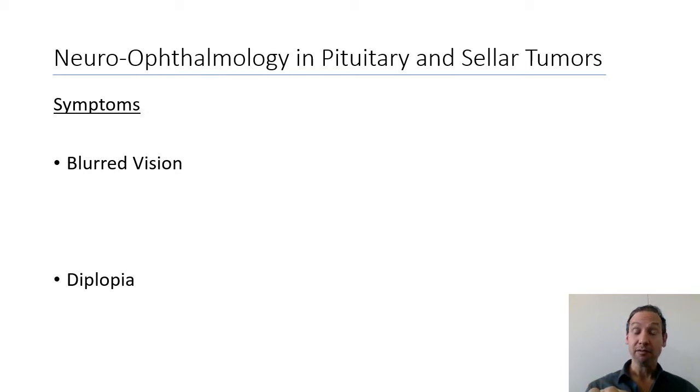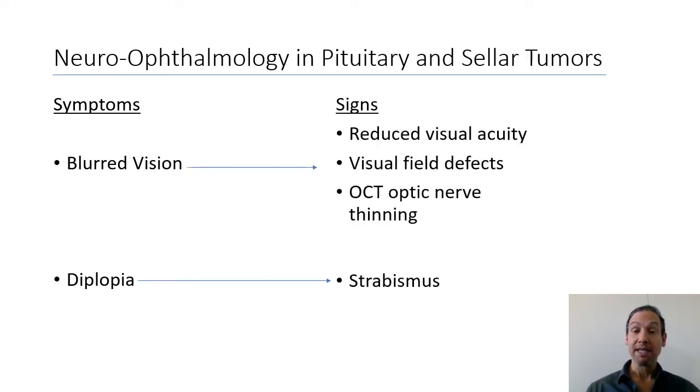In terms of signs, what we could detect on our ophthalmologic examination, we might find that there's actual reduced visual acuity, or the visual acuity can be perfectly normal, but there can be visual field defects. We're going to talk a little bit about the use of OCT, an extraordinary tool to detect first manifestations of chiasmopathy, for example, or an optic neuropathy. And finally, how to ensure that we're detecting any sort of slight strabismus that might be there, even when the patient isn't complaining of double vision.